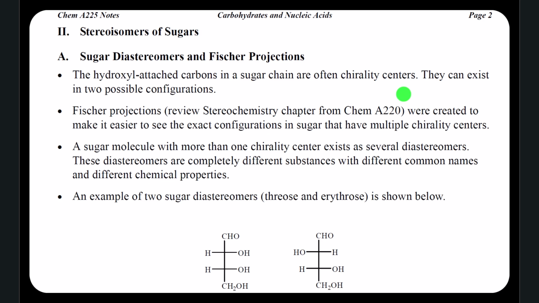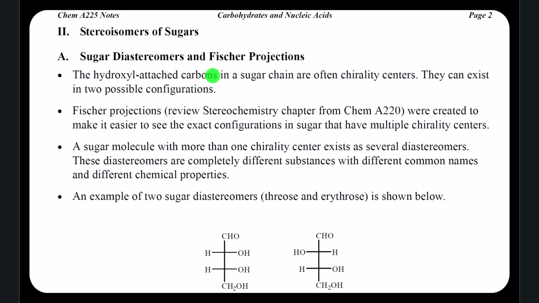In section 2 of our carbohydrates lecture, we're going to cover the stereoisomers of sugars. First, we're going to look at sugar diastereomers and how we represent them using Fischer projections. The hydroxyl-attached carbons in a sugar chain are often chirality centers.